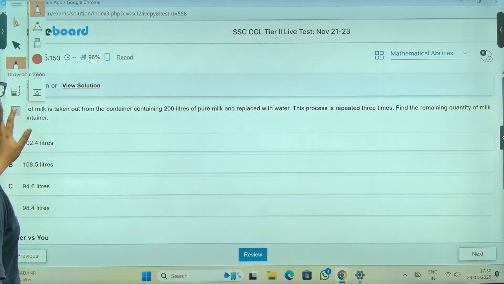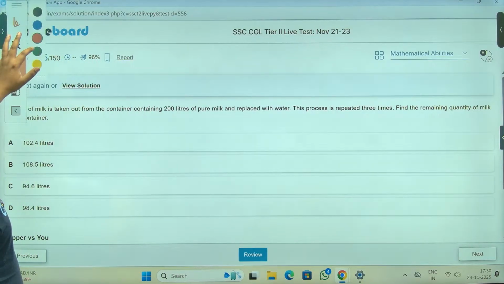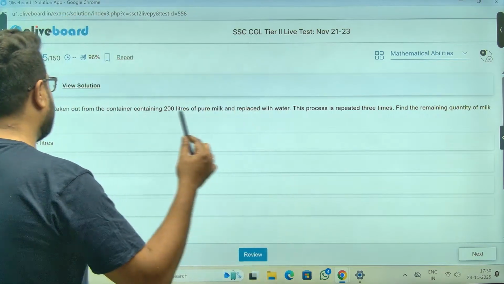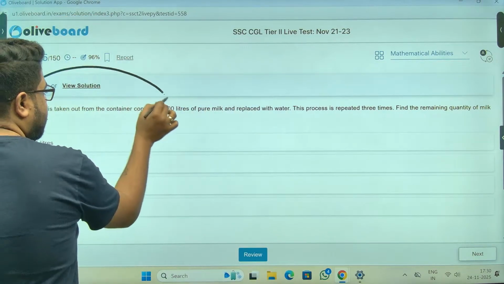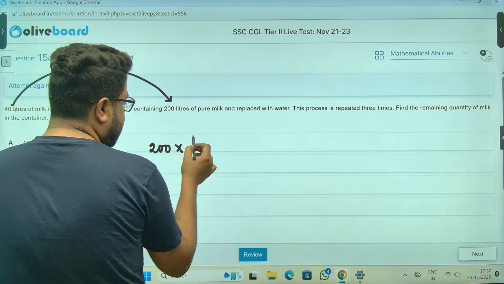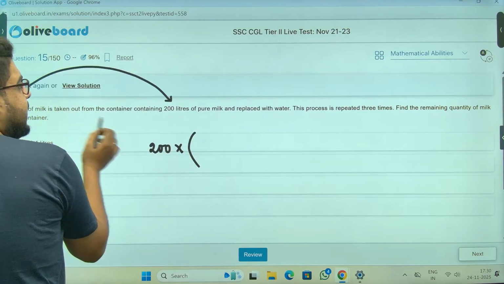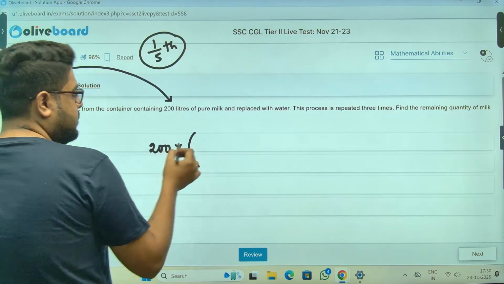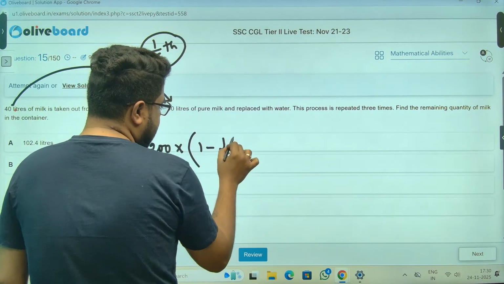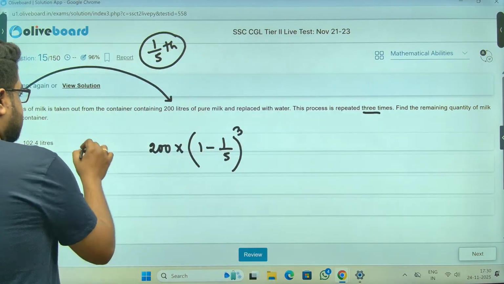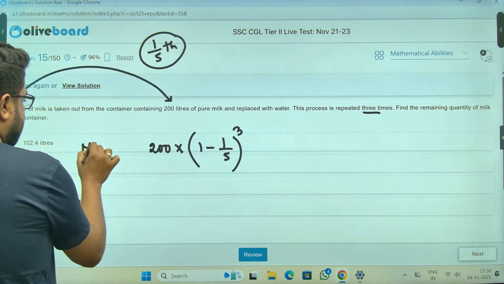So next one, I can see repetition. Acha. Sir, formula लगा दो, एक छोटा वाला formula है, or if you want to do it normally, you can do it normally. 40 liters out of 200 liters. So initially there were 200 liters of milk, 40 liters means, sir, 1/5. 40 out of 200. So 1 minus 1 by 5. How many repetitions? 3 times, so to the power 3. So this will be the milk.